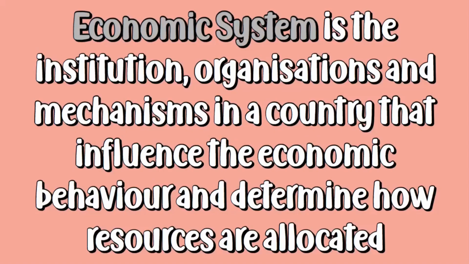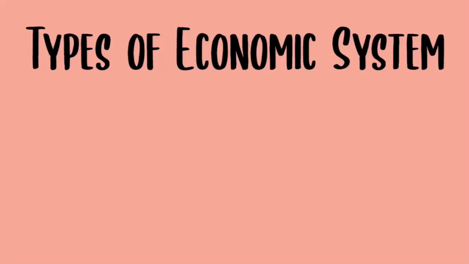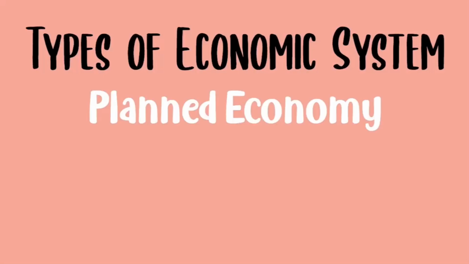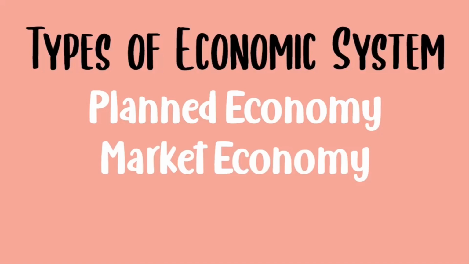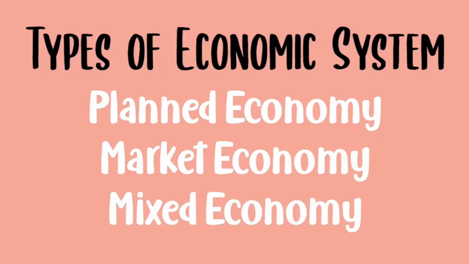produced. So now let's look at the economic system, and it is the institution, organizations, and mechanisms in a country that influence the economic behavior and determine how resources are allocated. So let's look at the types of economic system. So we have a planned economy. Next we have a market economy. And lastly we have a mixed economy.